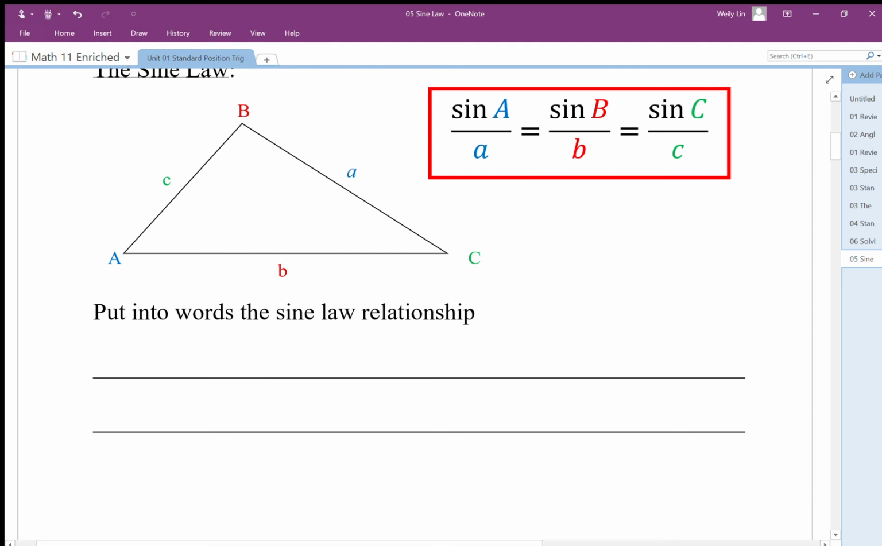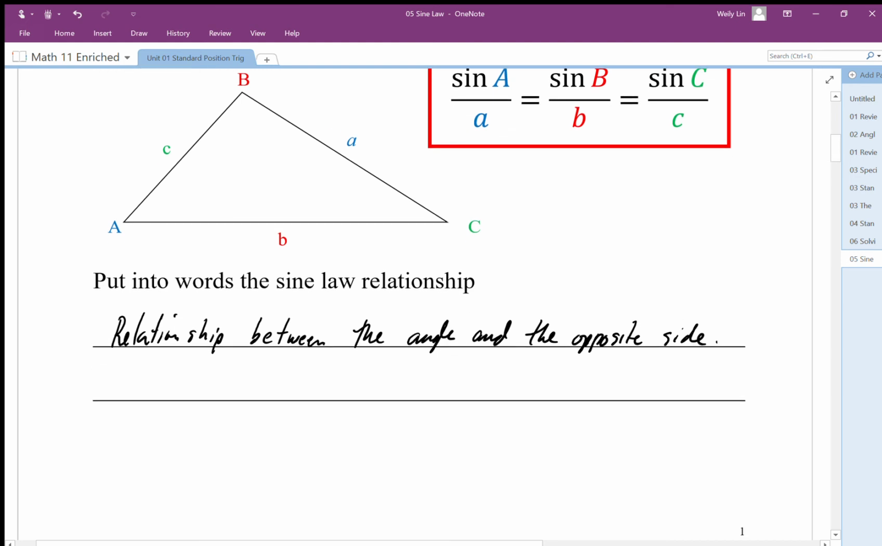Essentially the sine law is just the relationship between the angle and the opposite side. Basically what we're going to say is that as the angle changes, the length of the side changes. And this relationship is a ratio.